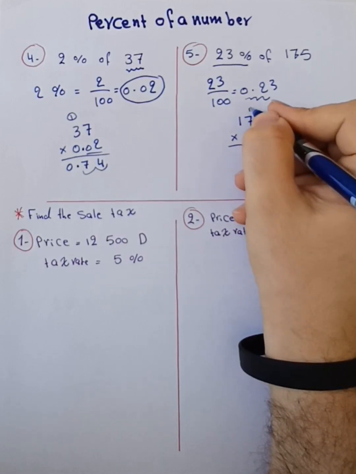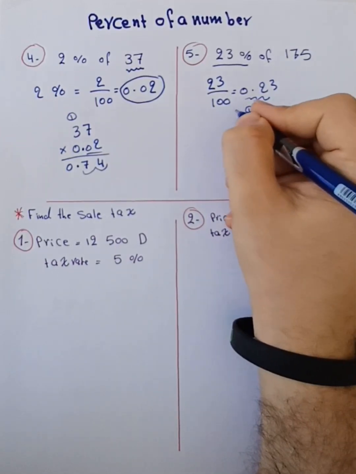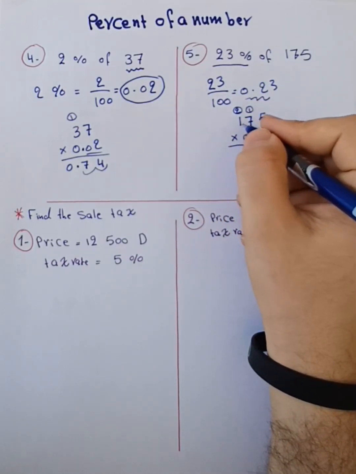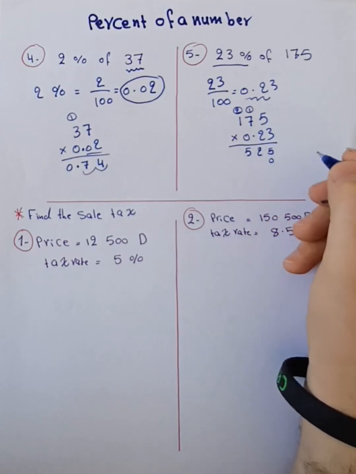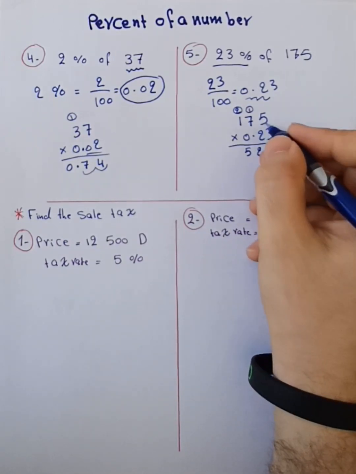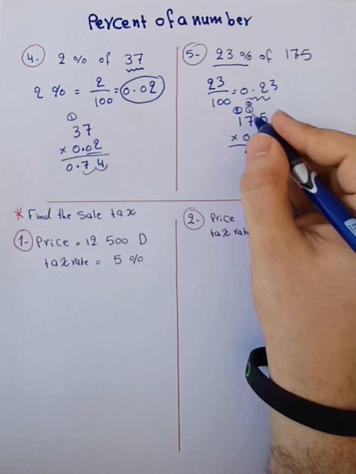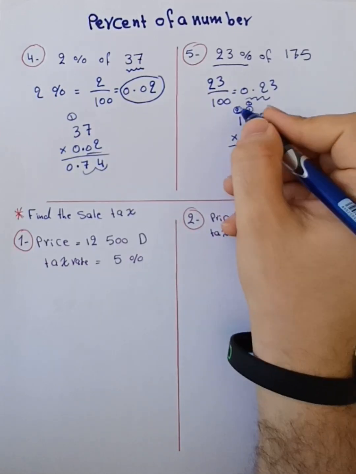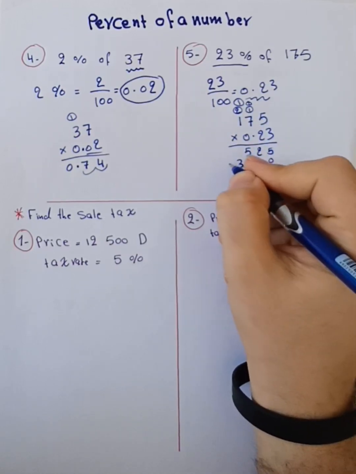We have to regroup. 3 times 7 is 21 plus 1, 22. 3 times 1 is 3 plus 2 is 5. After that we have to write 0, and then 2 times 5 is 10. We have to regroup. 2 times 7 is 14 plus 1 is 15. We have to regroup. 2 times 1 is 2 plus 1 is 3.